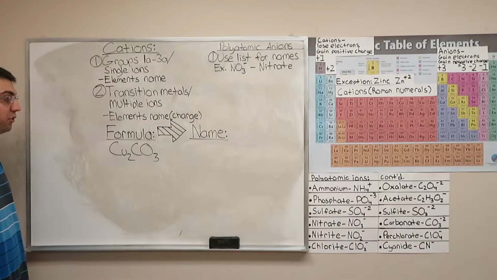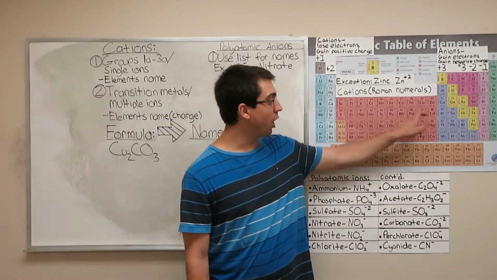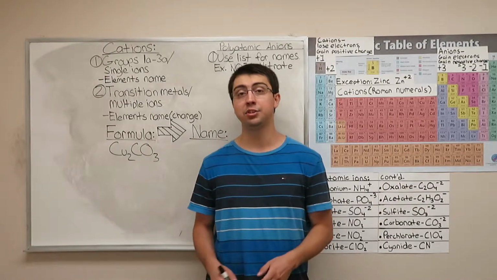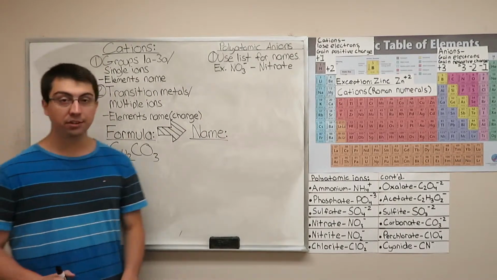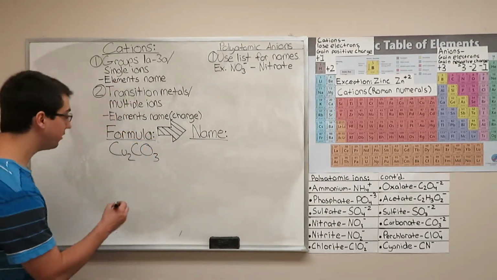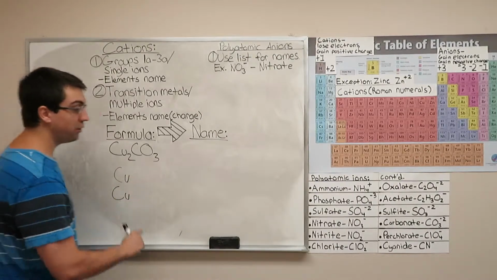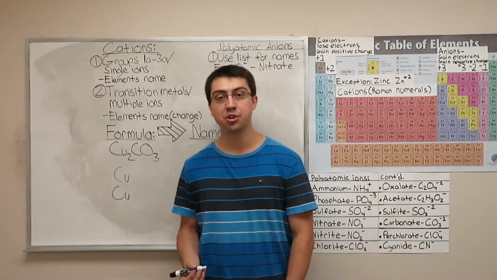Our formula is Cu2CO3. First, we need to write down both of their names. Cu is copper. Copper is a transition metal and it has multiple ions, so we need to work backwards to find out its charge. If we look at the formula, this subscript 2 means that we have 2 coppers, so I'm just going to write its symbol down twice. We have CO3. CO3 is a polyatomic ion, and that's carbonate, and it carries a -2 charge.